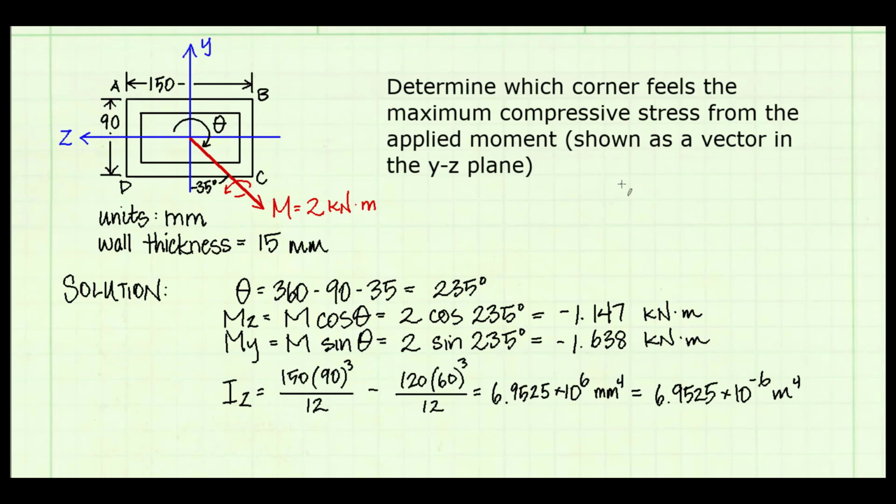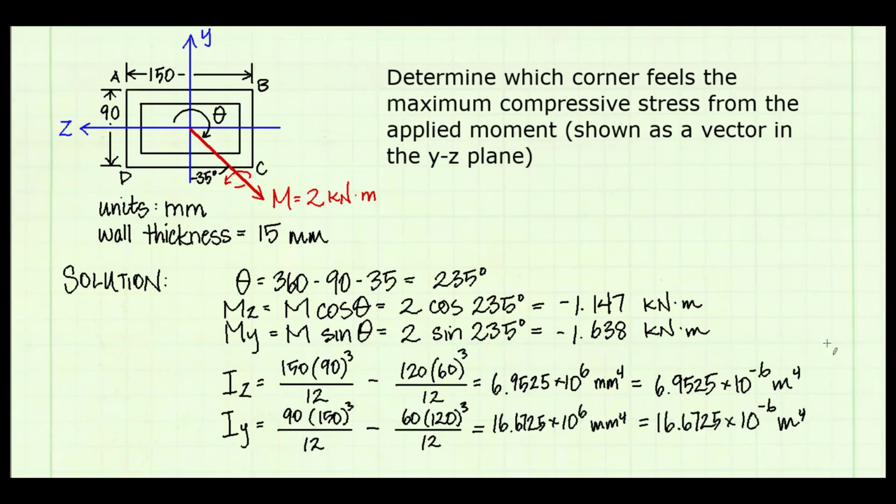Next, I find my moment of inertia values. I need the moment of inertia about the z-axis. So I'm going to take as my base the dimensions that are parallel to the z-axis. So I will compute my moment of inertia as the outside rectangle minus the inside rectangle. The base of the outside rectangle is 150 millimeters, and the height is 90. And the base of the inside rectangle will be 120 millimeters, and height 60. I also find my moment of inertia about the y-axis. I will use the same procedure, subtract the inside rectangle from the outside rectangle. This time, the base and height dimensions switch places.